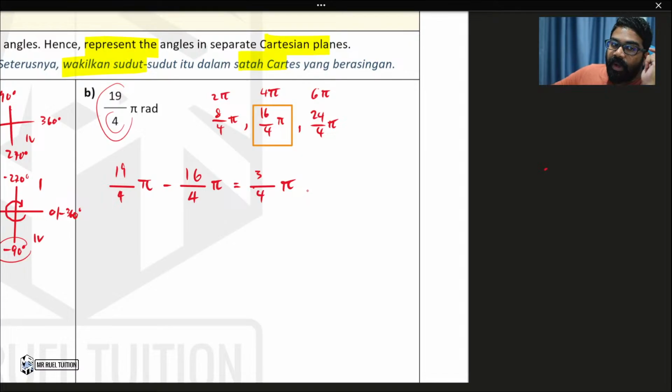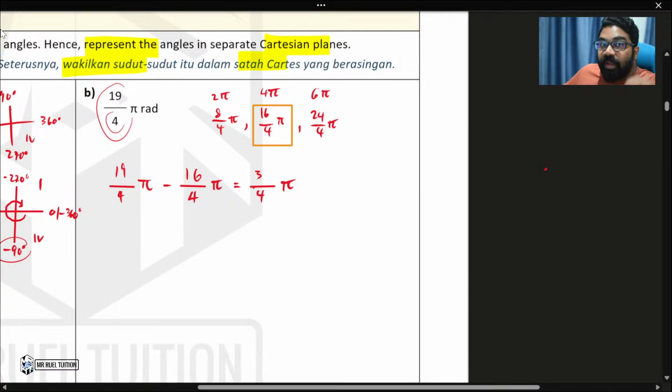Sekarang kita tahu kedudukan dia. 135, which quadrant is that? Ni sukuan mana? Yes, very good. 135 darjah ialah sukuan kedua. That means 3/4 pi radian is in the second quadrant.